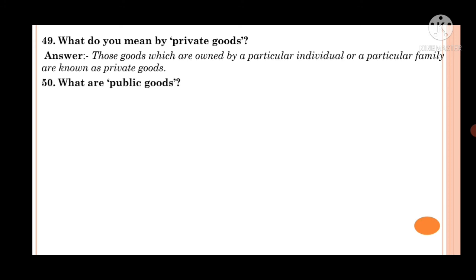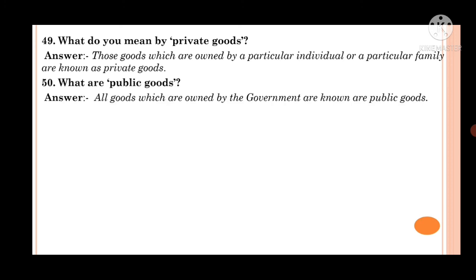Then question number 50. What are public goods? All goods which are owned by the government are known as public goods. The owner of the good is the government. No individual, no family is its owner, neither any particular individual, nor any particular family. Then it is known as a public good, right? So all goods which are owned by the government are known as public goods.